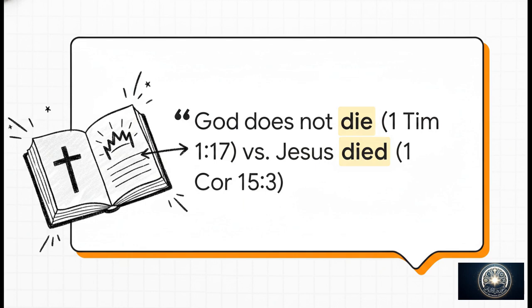And to support this first point of contrast, the graphic points directly to scriptural evidence. For the claim about Jesus, it cites 1 Corinthians 15:3, a New Testament verse discussing the death of Christ. To support the claim of God's immortality, it brings in 1 Timothy 1:17, which praises the eternal, immortal King. By placing these specific addresses literally side by side, the creator is inviting the viewer to look up the texts and see the contrast for themselves.